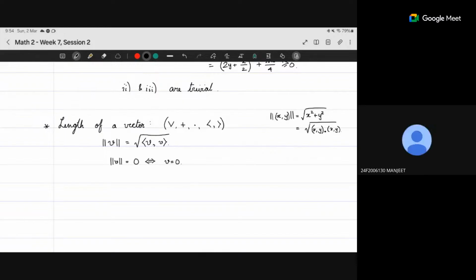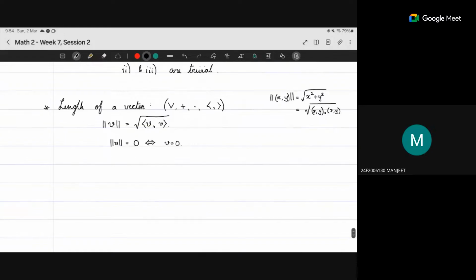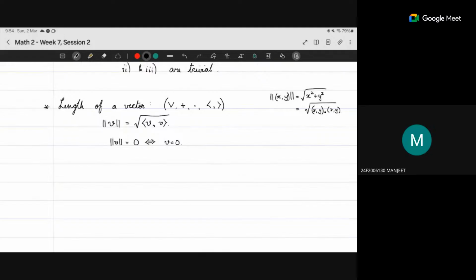Okay, this is for an abstract vector space with an abstract inner product. Whenever you have any doubt, you can quickly refer back to the dot product, but you should know that this is valid in an abstract inner product space as well.